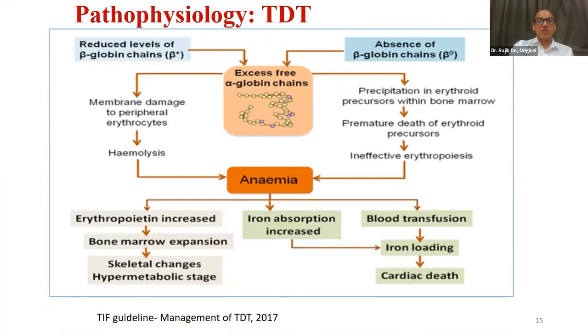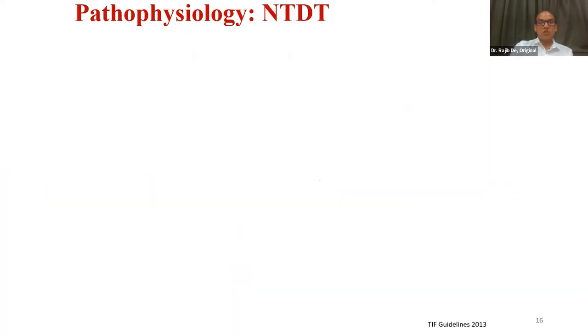And as I mentioned, there are a lot of manifestations. They can cause facial deformities because of bone marrow expansion. There is increased iron absorption from the gut. There can be increased iron overload from the blood transfusion. They can cause iron overloading, causing cardiac hemosiderosis, causing endocrinopathies, and so on and so forth.